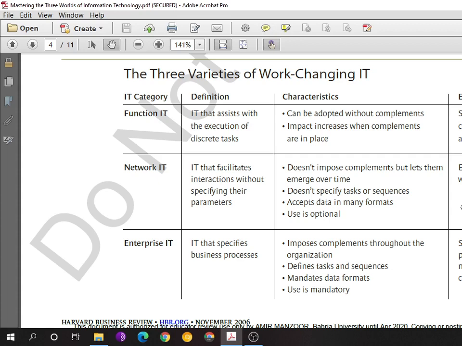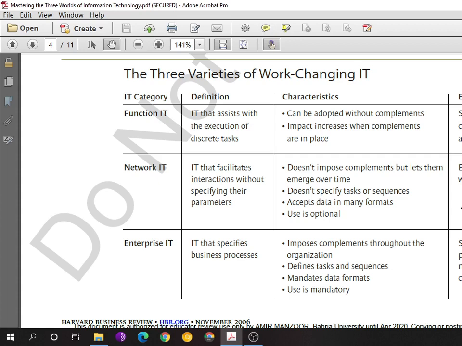So it also defines tasks and sequences, because that's the whole point. The enterprise IT is telling you that there are steps to an entire business process, to an entire value chain, and each one of these tasks and the sequence of these tasks makes that entire enterprise and that business process work.